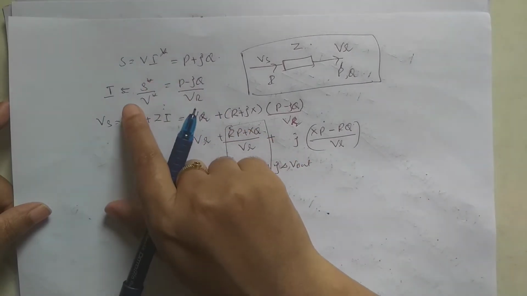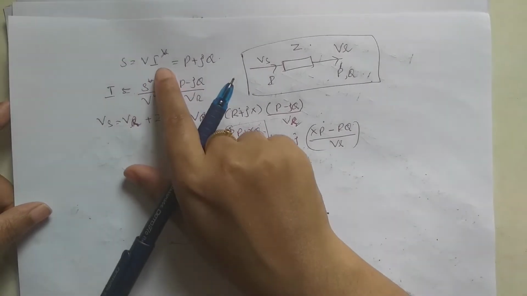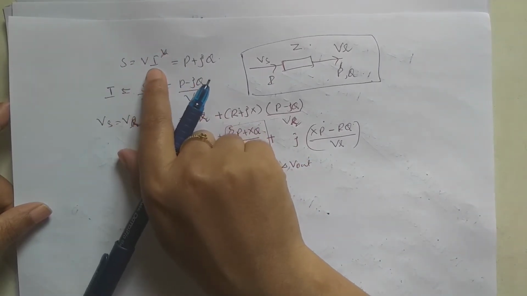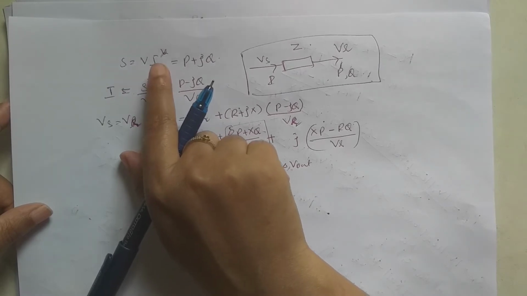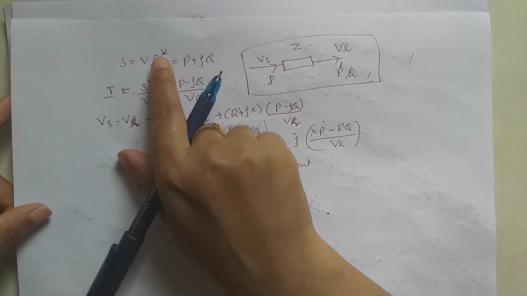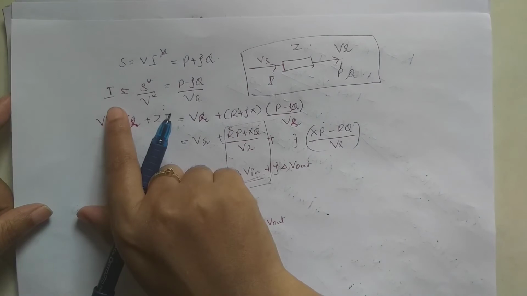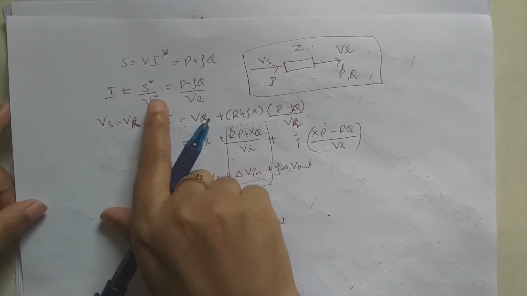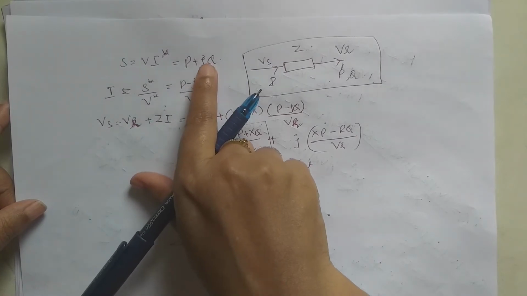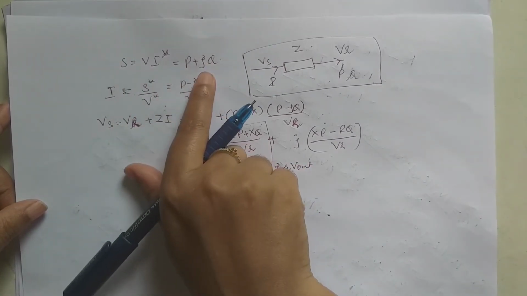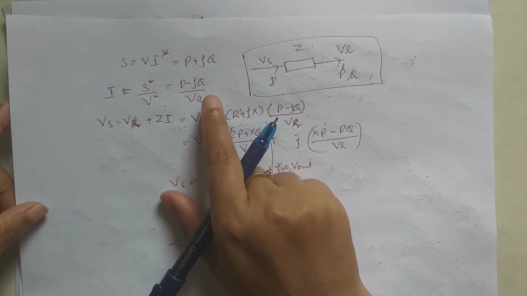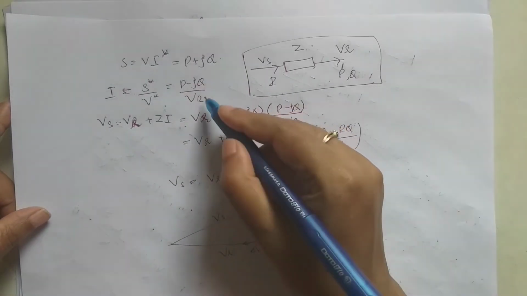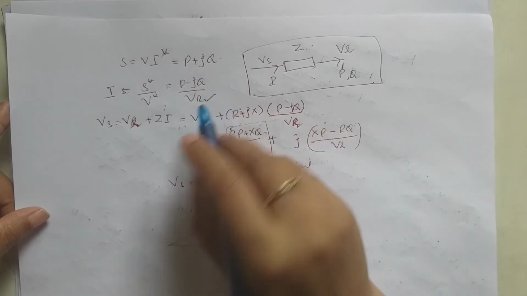Taking the conjugate on both sides, we get S conjugate is equal to V conjugate into I. The conjugate of the conjugate cancels and it becomes I. On rearranging, we get I is equal to S conjugate divided by V conjugate, which is P minus jQ divided by V. Here I am taking the receiving end voltage Vr.